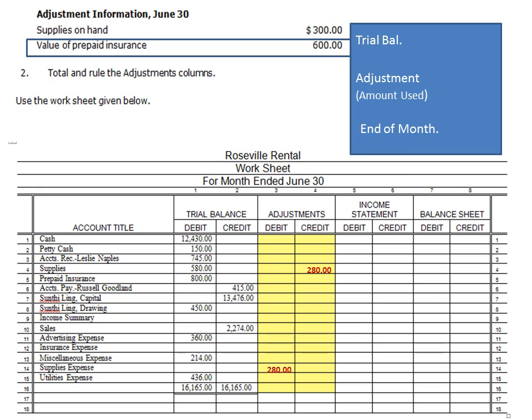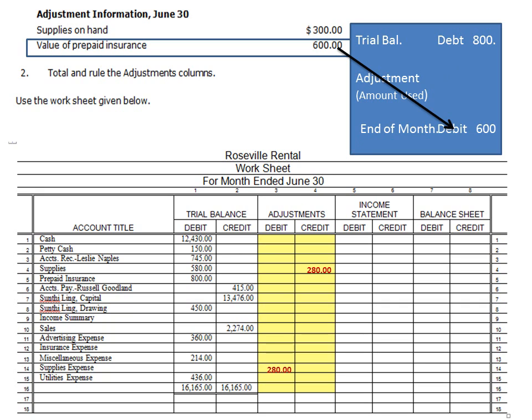We're going to look at the value of the prepaid insurance. Okay, so what's my trial balance of my prepaid insurance? In this example, it's $800. So we have a trial balance of $800. Once again, I'm getting that information from the trial balance, which comes from my ledgers. So that's how I got that trial balance information, in case you're curious.